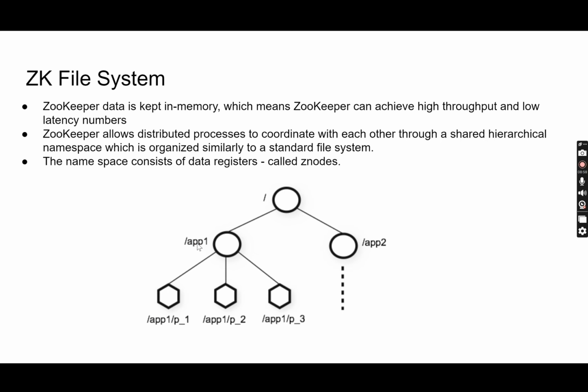That means slash app1 can store some data. Also it can have sub nodes like app1 p1, app1 p2, app1 p3. Similarly under app2, we can also have substructures. This can be scaled to any size, and there are a set of APIs. A CLI is also available. It's a very simple API, so it can be used across any other applications to interact with this. They can create their own file system to store the metadata.